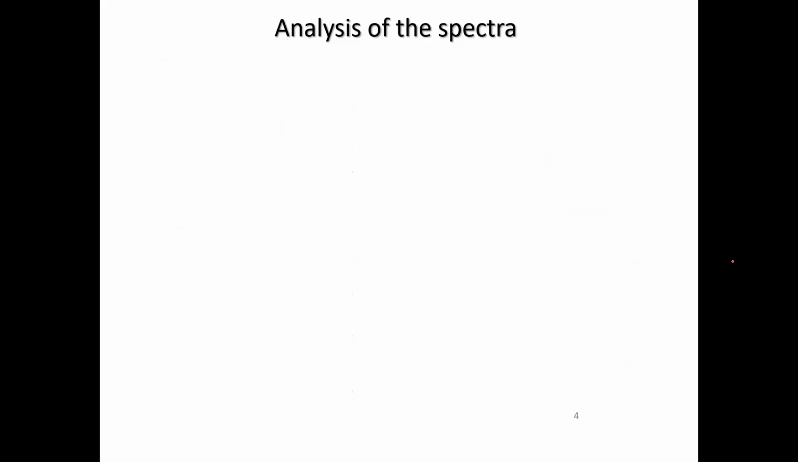Now, in an exam, you will see exercises like the one that I'm going to show you now. Let's do the strategy. Analyzing the spectra is, like I was saying at the beginning, like solving a crime, solving a puzzle, whatever you want to say.